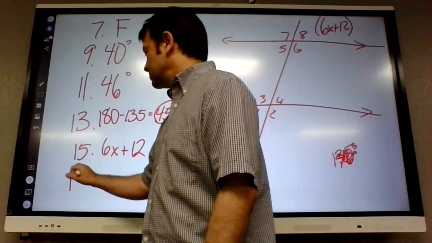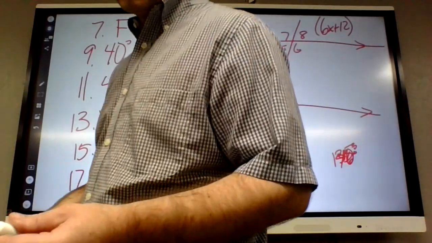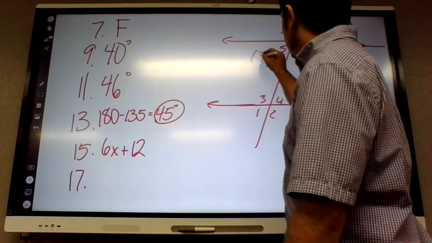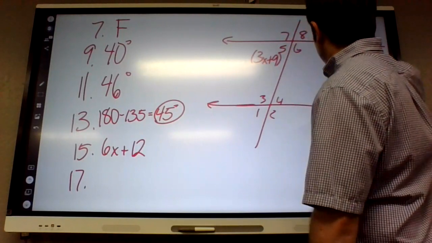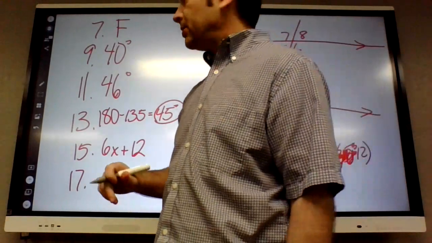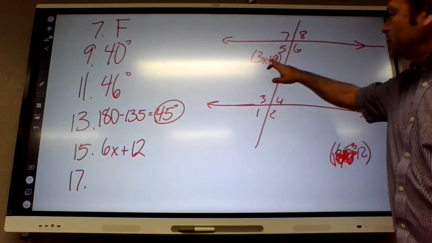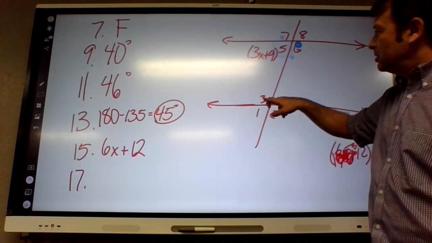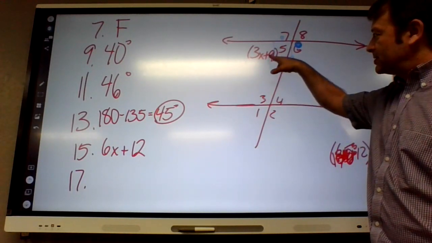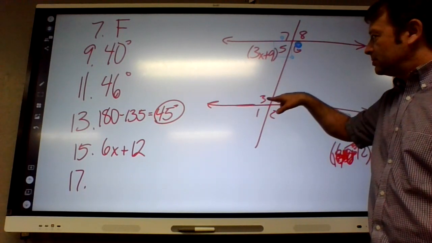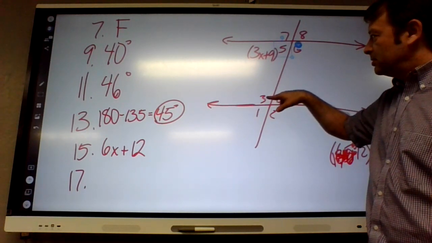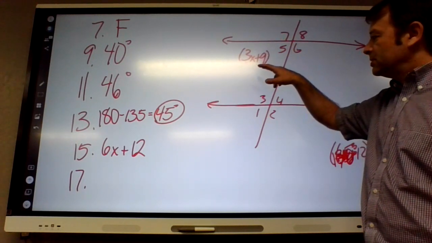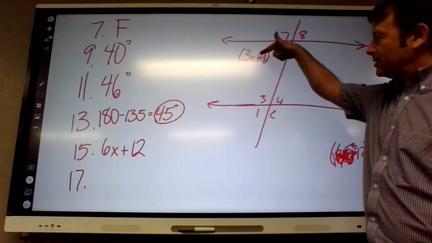Last, number 17, I saved the best for last. If angle 5 is 3x plus 9, find angle 3. What do I know about these two angles? They add up together to 180. So if this is this, how do I find that one? You get the answer to that and then subtract it from 180. We don't know the answer to this though, but we do 180 minus that equals that.